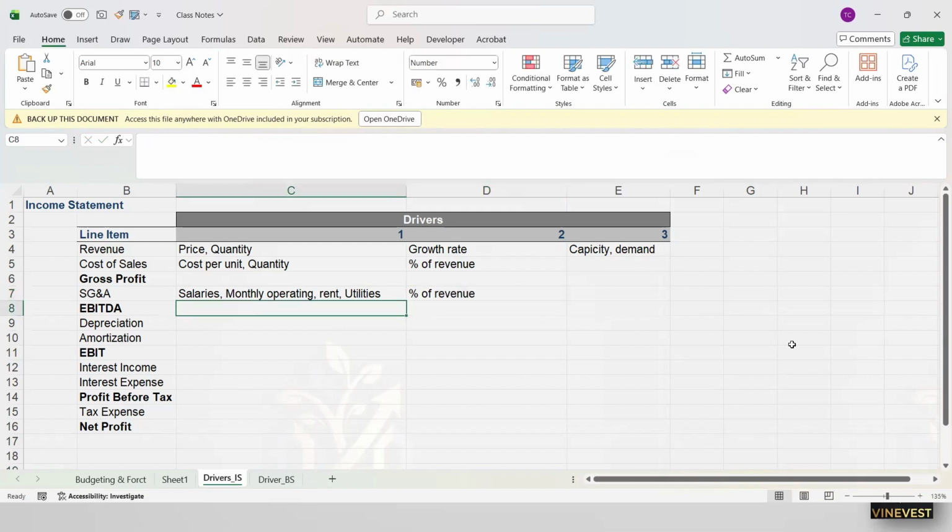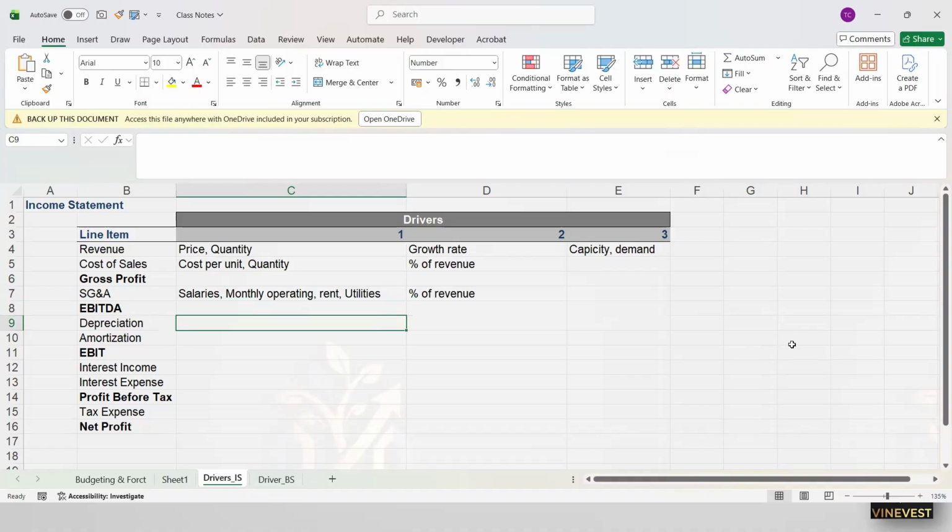So EBITDA is just like another arithmetic line item. The full meaning of EBITDA is earnings before interest, taxation, depreciation, and amortization. So you just say gross profit minus the SG&A to get your EBITDA.